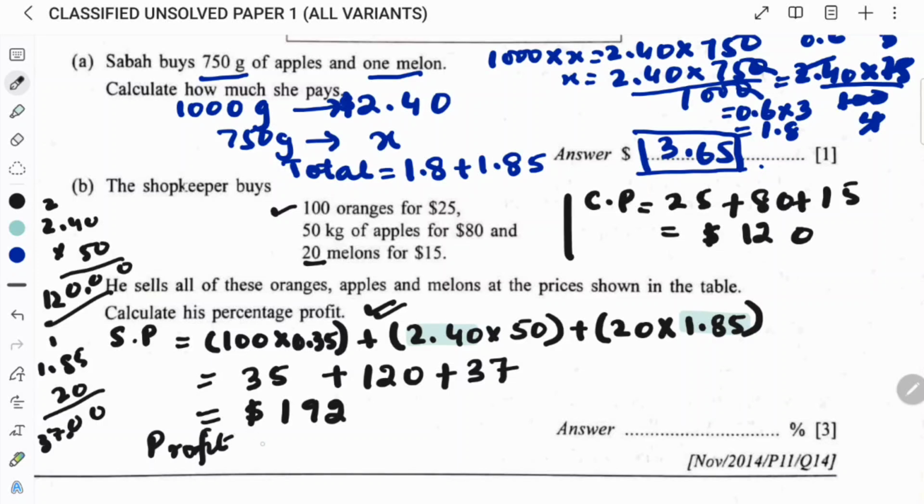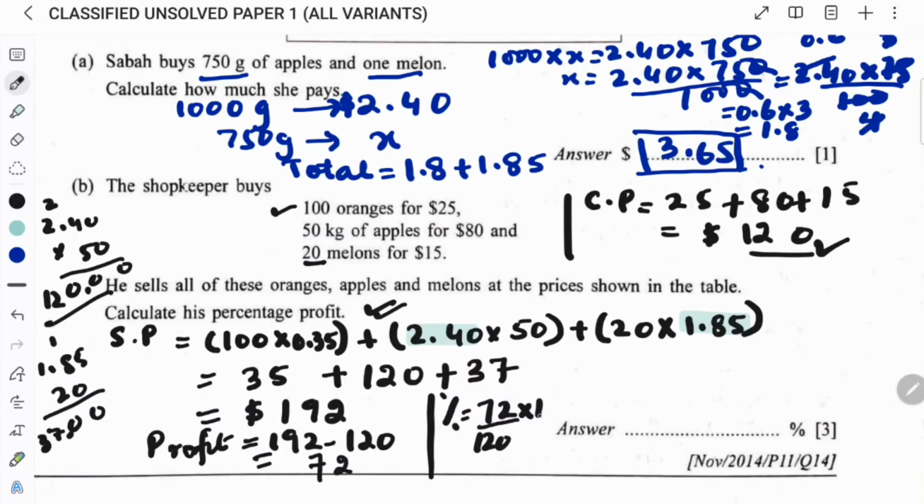Profit is equal to selling price minus the cost price, which was 120. So that becomes 192 minus 120. Okay, $72 was the profit. Now we are going to find out the percentage. Profit upon cost price, the cost price was 120, multiplied by 100. Cancel the zeros and then cancel the numbers.